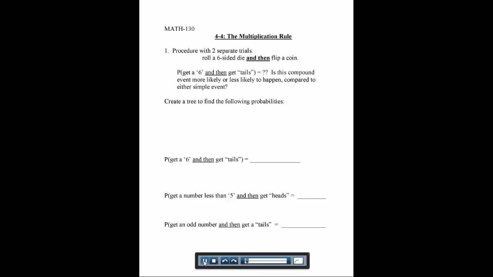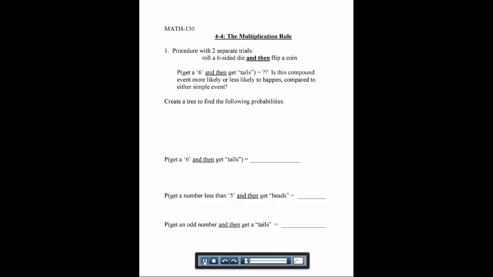In section 4.4, we're going to talk about how to use the multiplication rule to find probabilities. So we're going to start with this procedure. We're going to roll a 6-sided die, and then we're going to flip a coin. For example, we might ask the question, what's the probability of getting a 6 and then getting a tail? Now think about it. Is this more likely or less likely to happen than just one of them? Well, since we're wanting two things to definitely happen, this is less likely.